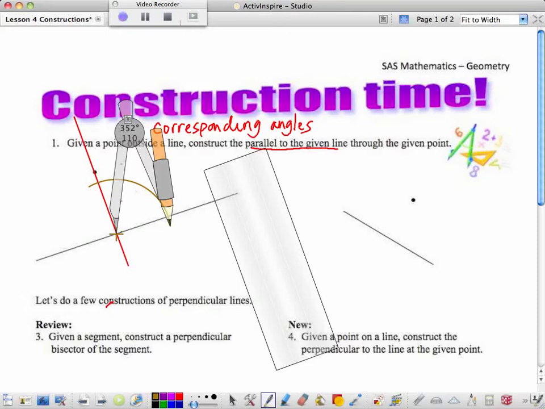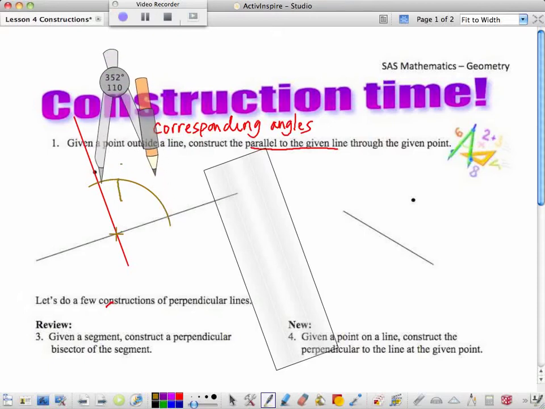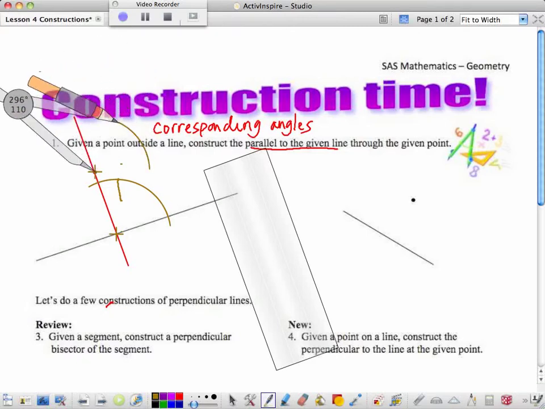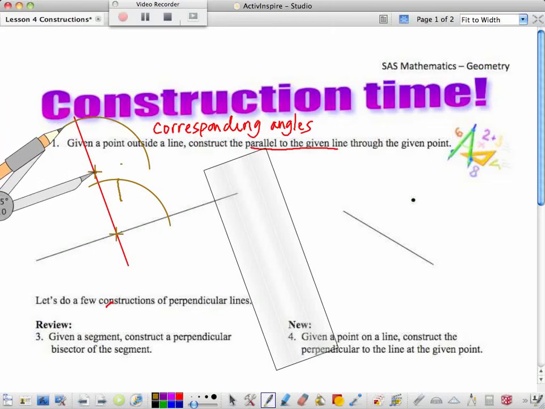And then I'm going to move my compass without changing that width. Notice I did not change the width here between my pencil and the tip of the compass. I have to make that same sized arc, again going through the transversal and then just going down as far as we think we need to, so that when I draw the line eventually it's going to intersect this arc.